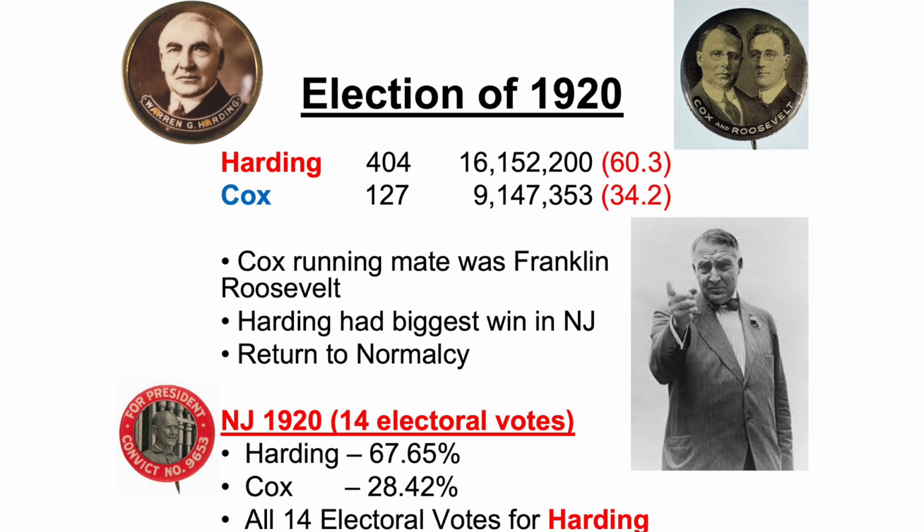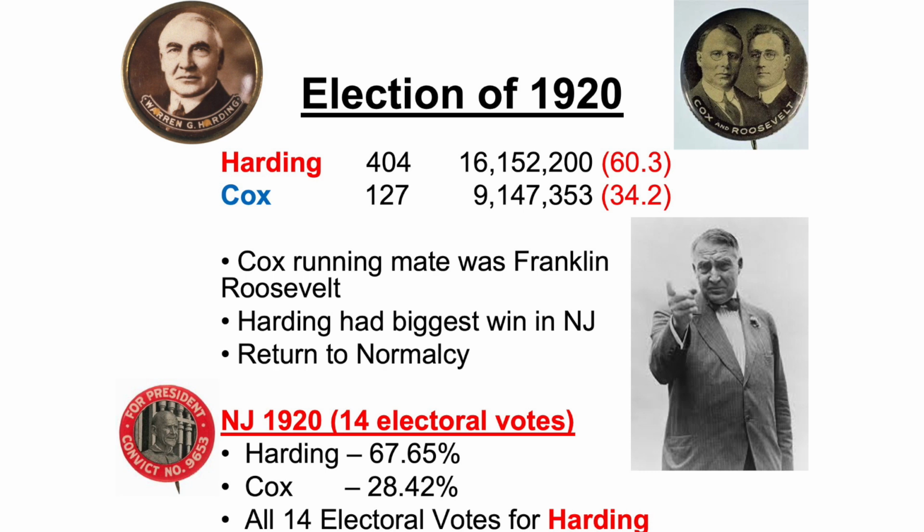against another candidate, Cox. Political buttons are very rare on Cox because he was also considered one that was going to lose, so they didn't produce very much at all. And Harding got the most commanding victory of any candidate in New Jersey. He won 67% of the vote in New Jersey. And actually Cox's running mate was, as you can see up on the corner there, Franklin Roosevelt, which a lot of people don't realize.